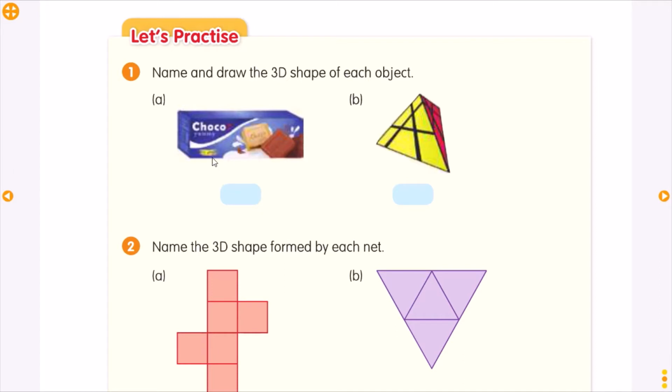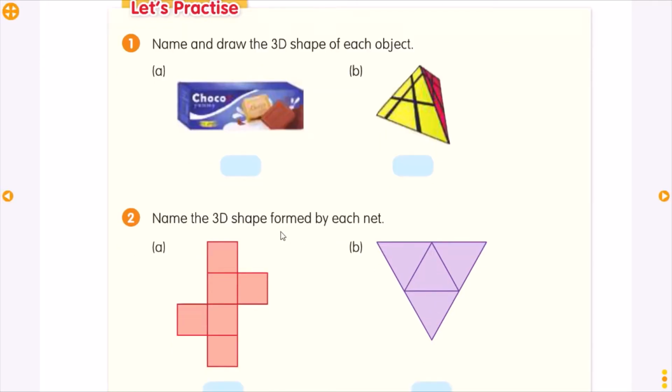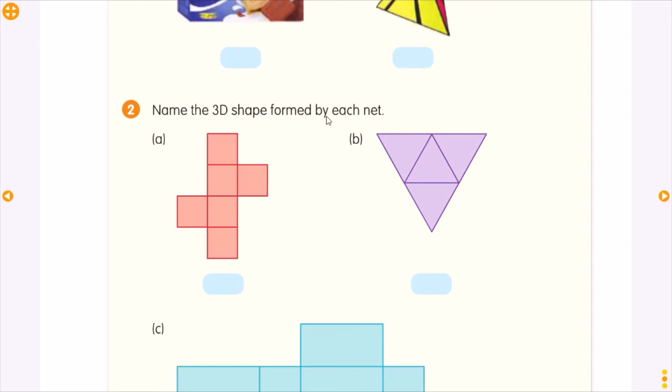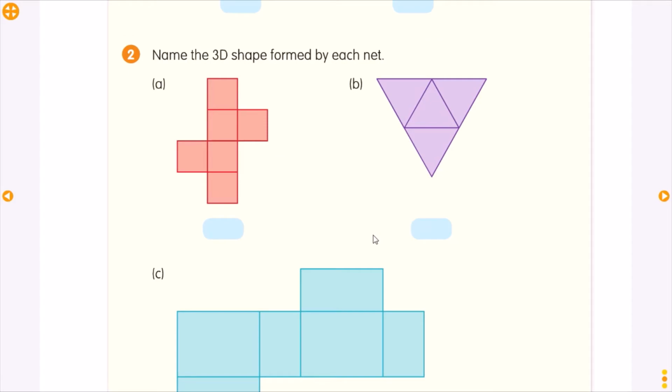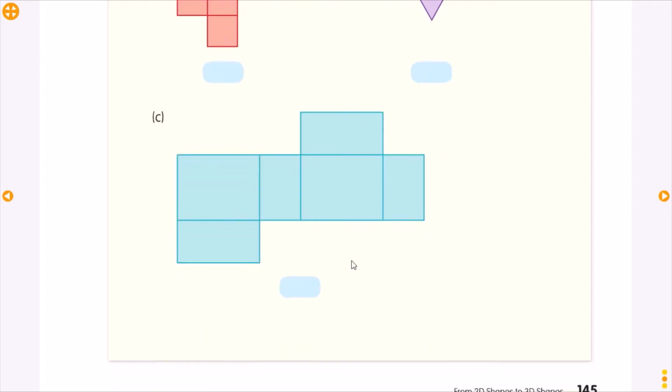What 3D shape does this chocolate pack show you, or the biscuits pack? What shape is this one here? Okay, so probably prism, or probably triangular or pyramid shape. Okay, name the 3D shape formed by each one of these nets. So you got this shape here, the net here, and this net here. What could a 3D shape be formed if you try to fold these nets? Okay, so try to name them. Put the name under each shape that we have here.